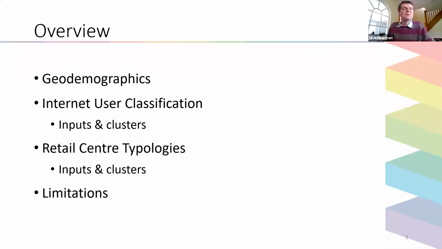So we're going to talk a little bit about geodemographics in general, just to give a quick background of what they are. And then we're going to dive into the internet user classification and the retail center typologies. So these are two geodemographic style classifications that we've created at the CDRC and we'll be looking at in this session. We're also going to say a little bit about limitations as well.